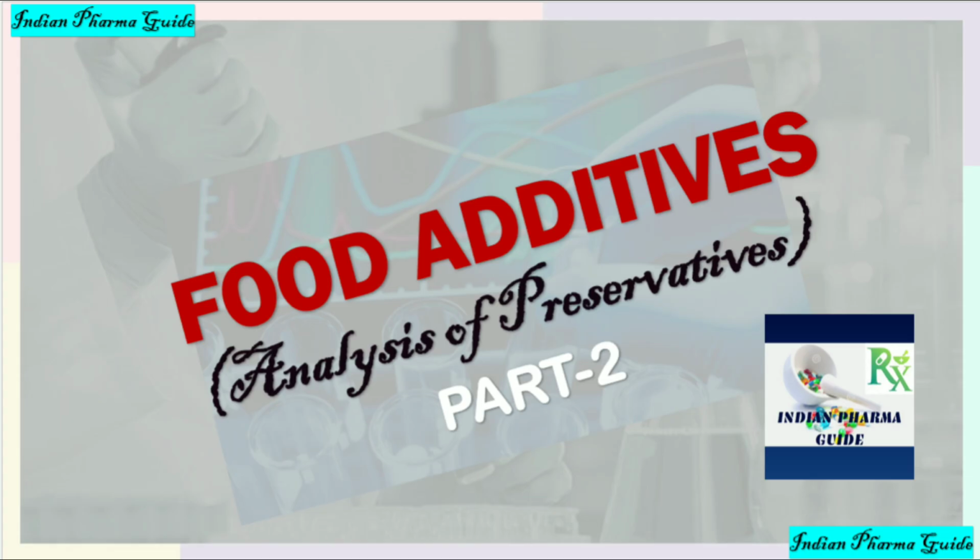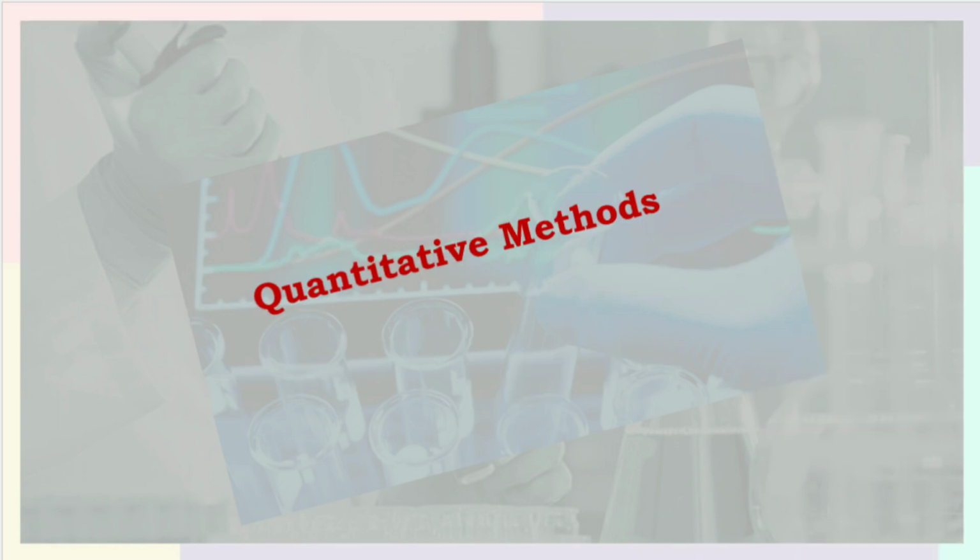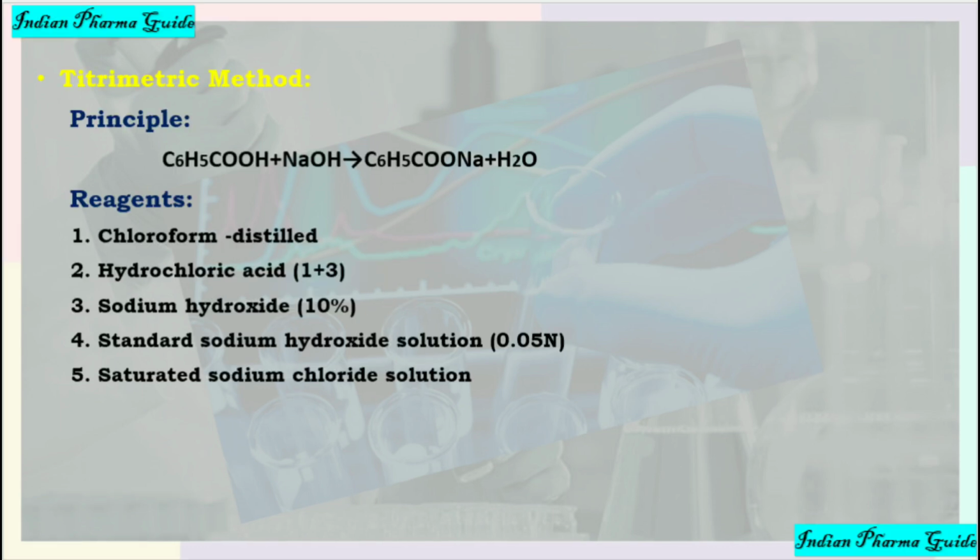In our last video, we discussed the qualitative methods of analysis of preservatives in food additives, and now I am going to explain the quantitative methods of analysis of preservatives in food additives. As we already discussed, quantitative methods of analysis of preservatives are divided into two types. One is the titrimetric method and the second one is the spectrophotometric method. First, the titrimetric method.